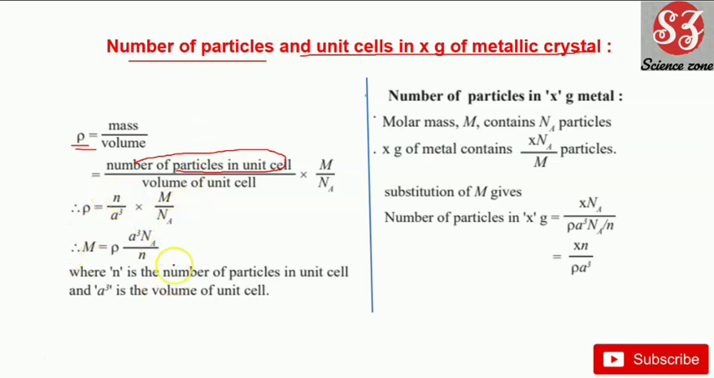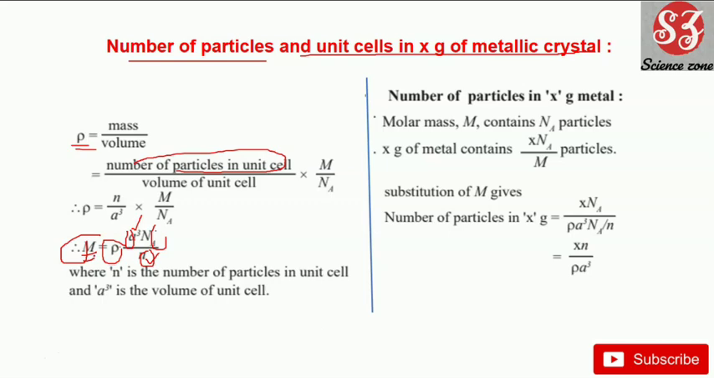So the density equals n into m upon Na, and if you substitute everything you will get the molar mass, capital M, to be the density into A cube Na upon small n. Now d is the density, A is the length of the edge, Na is Avogadro's number, and small n is the number of particles. If you know all these parameters, that is the edge and the number of particles, you can easily calculate the molar mass.